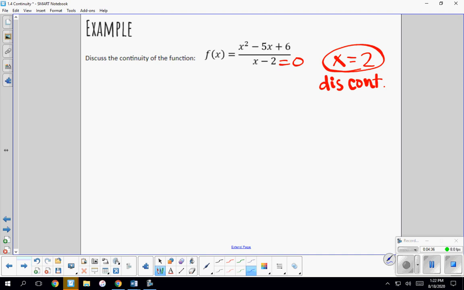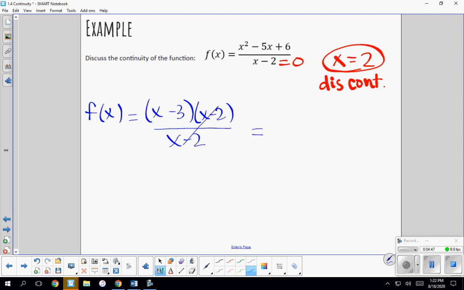So if I factor the numerator, I see that f of x can be rewritten as x minus 3, x minus 2. And if I simplify this, I see that it results in the same graph as x minus 3. This is continuous everywhere. So that means that x equals 2 is removable. And if you look in my resulting function, I have removed the x minus 2 out of the denominator.